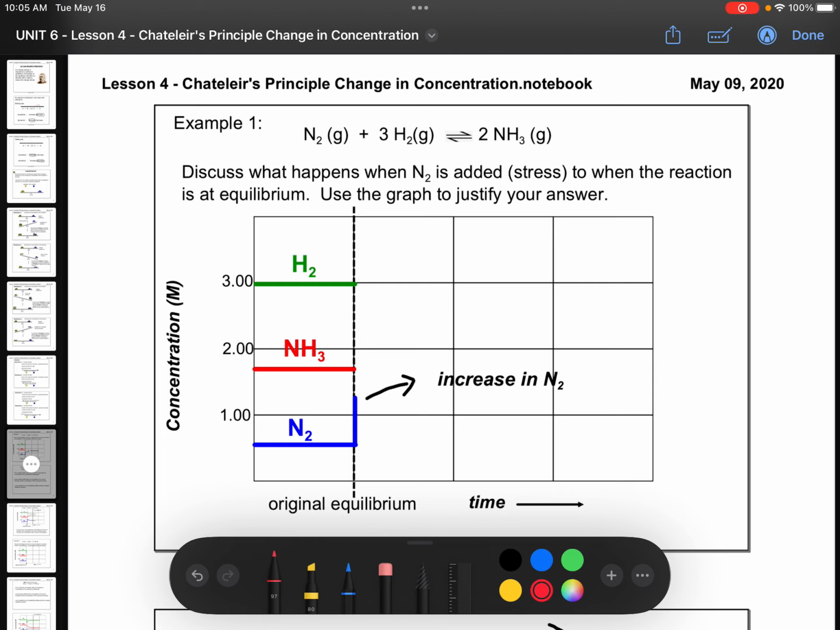So we have N2 plus 3H2 reacts to produce 2NH3. So we are going to look at what happens when N2 has an added stress. So if it's at equilibrium, stress is added to N2, so that means there's an increase in N2. When we are looking at equilibrium, this space here is all at equilibrium. The second we have an increase, then that means that we are not in equilibrium anymore. So we see an increase in our N2 right here.